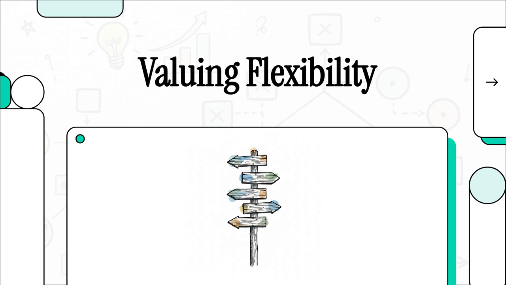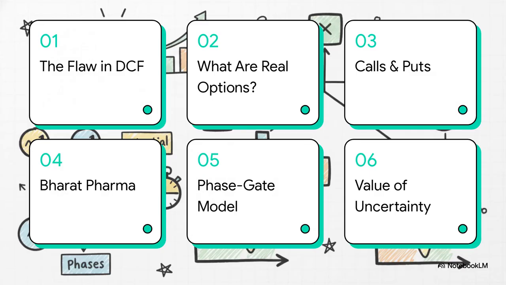If you've ever felt like your standard spreadsheets are somehow missing that real-world magic of human adaptability, well, you're in the exact right place. We're going to explore a concept that fundamentally changes how we look at risk, uncertainty, and strategic decision-making. So, here's how we're going to break this down today.